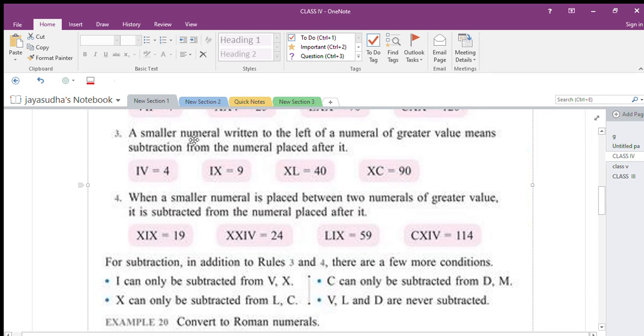Listen to the rule. A smaller numeral written to the left of a numeral of greater value means subtraction from the numeral placed after it. Listen, V is for 5. Before the 5, on the left-hand side, you write 1. So 5 minus 1 is 4. Are you understood, children? After 5, a 1 means 6. But 1 before 5 means you subtract: 5 minus 1 is 4.